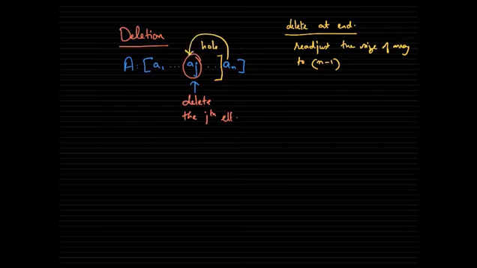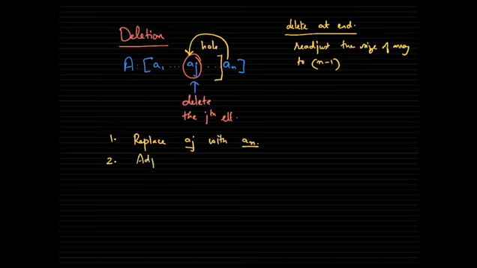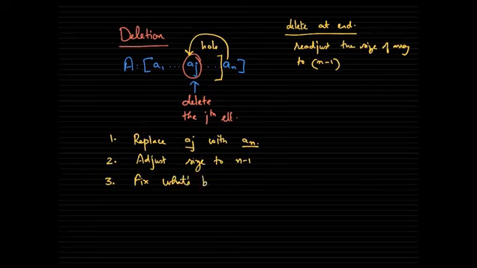So what are we going to do? Here's the idea. When we delete, we are simply going to replace the element we delete with the very last element of the array. So replace A sub j with A sub n. Second step is adjust the size to n minus 1. That's it. Last step is fix what's broken. And how do we fix what's broken? Well, there are two cases here.